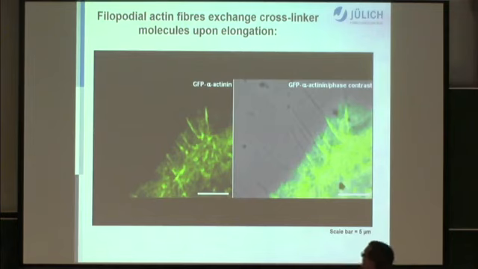Here you see basically the same in a movie. You have the filopodium, and you have here the signal for alpha-actinin, and only where the lamellipodium is localized do you have the alpha-actinin signal, while the extension is not labeled by alpha-actinin.